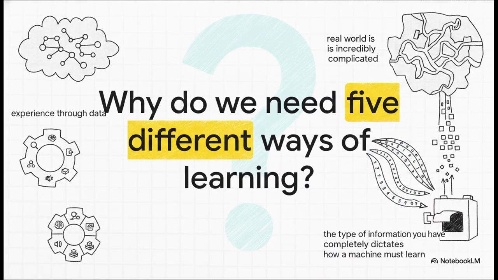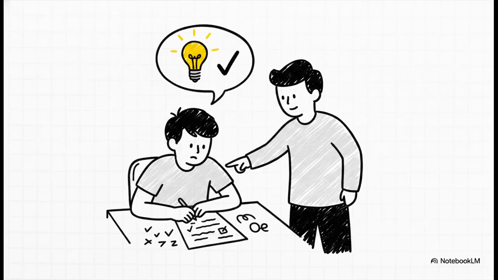So let's jump right into this foundational mystery. Why do we need 5 different ways of learning? If machine learning is just learning from experience through data, why wasn't one single method enough to build AI? Well, it reveals a fundamental truth. The real world is incredibly messy, and the type of data you happen to have completely dictates the tool you have to use. Let's start with the most common method.